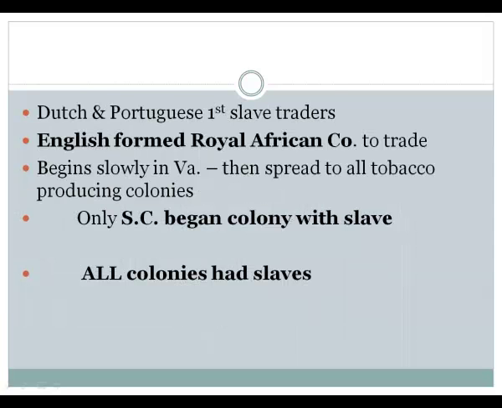Now, the Dutch and the Portuguese were the first slave traders, but the English followed real closely behind with the Royal African Company trading in slaves. And slavery began slowly in Virginia, but it very quickly spread to all the tobacco-producing colonies. And all colonies had slaves, whether they were Boston, Massachusetts, whether it was Philadelphia, whether it was Norfolk, Virginia, no matter what it was, all colonies had slaves. But the only colony that began with slavery was South Carolina.